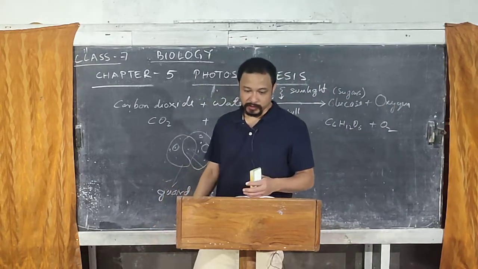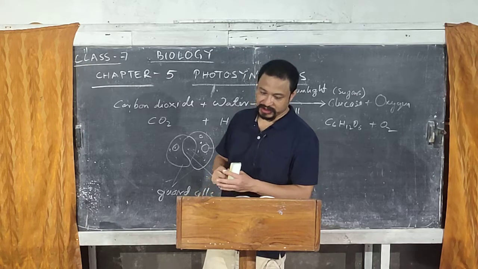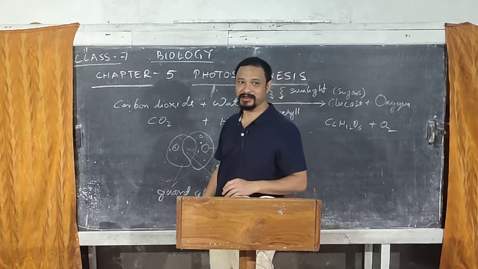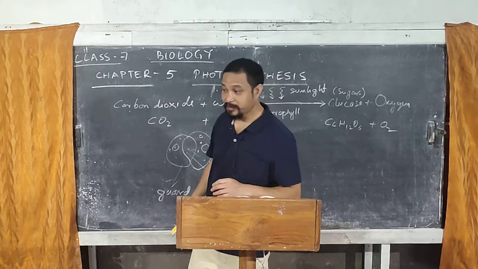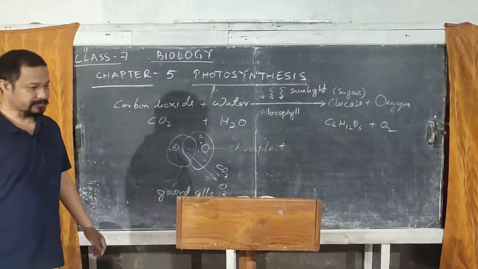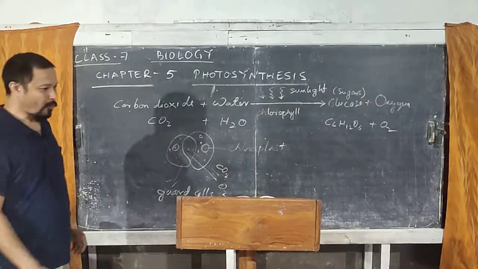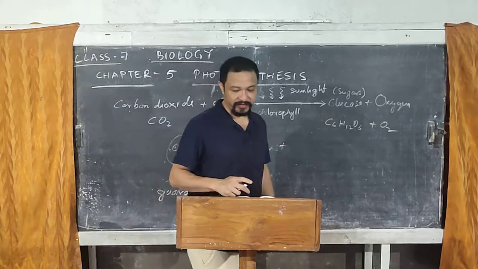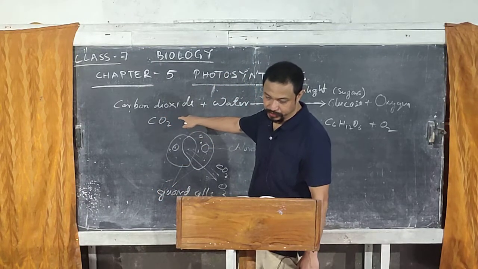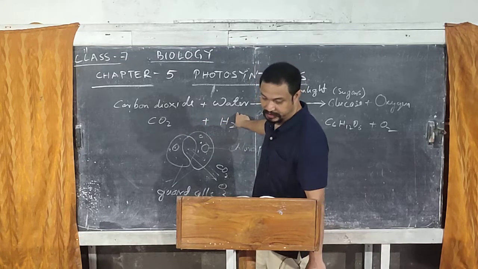Okay, so when the guard cells lose water, they lose the turgidity and the stomata close. Normally, stomata remain open during the day and close at night. That's so true. So that's why plants can only give us oxygen during the daytime.